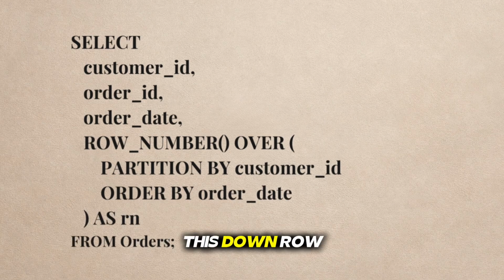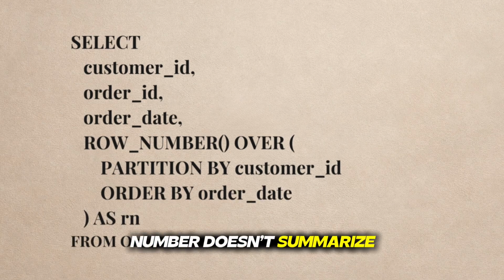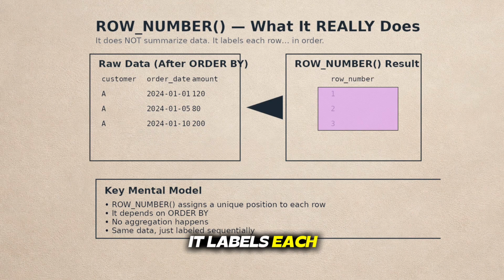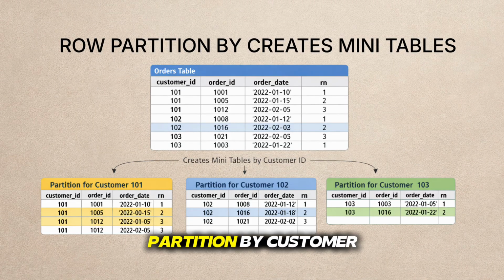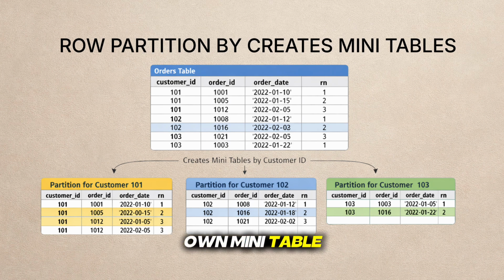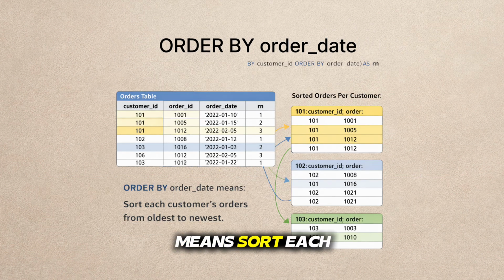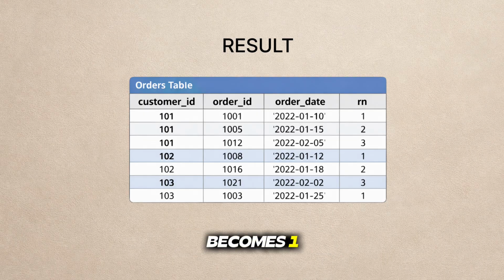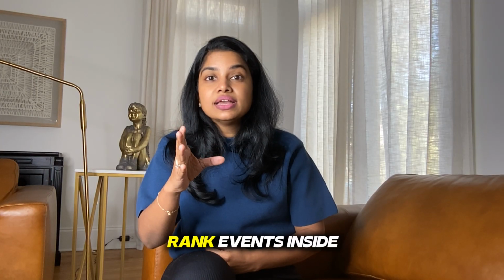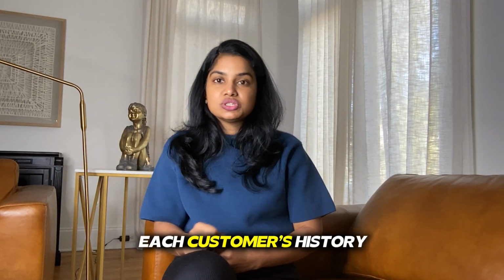Let me break this down. Row number doesn't summarize data, it labels each row in order. Partition by customer ID means treat each customer like their own mini table. Order by order date means sort each customer's orders from oldest to newest. So every customer gets their own sequence. Their first order becomes 1, their second order becomes 2, their third order becomes 3, and so on. This is how SQL lets you rank events inside each customer's history.